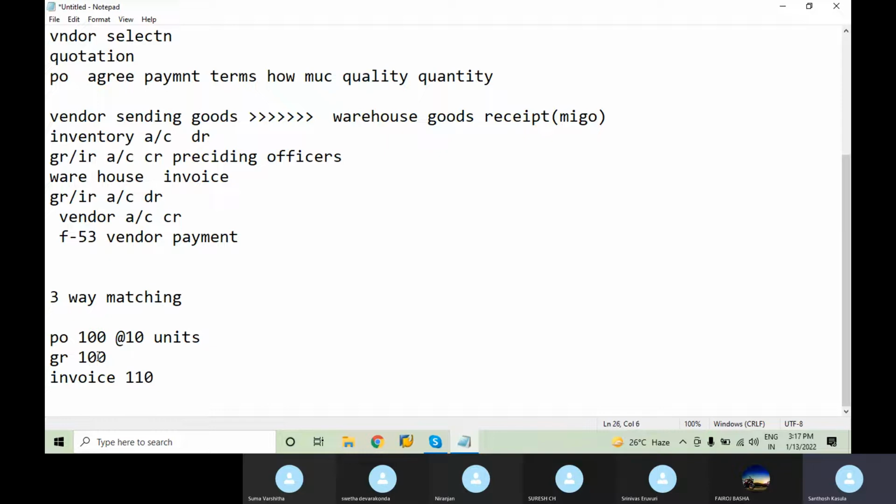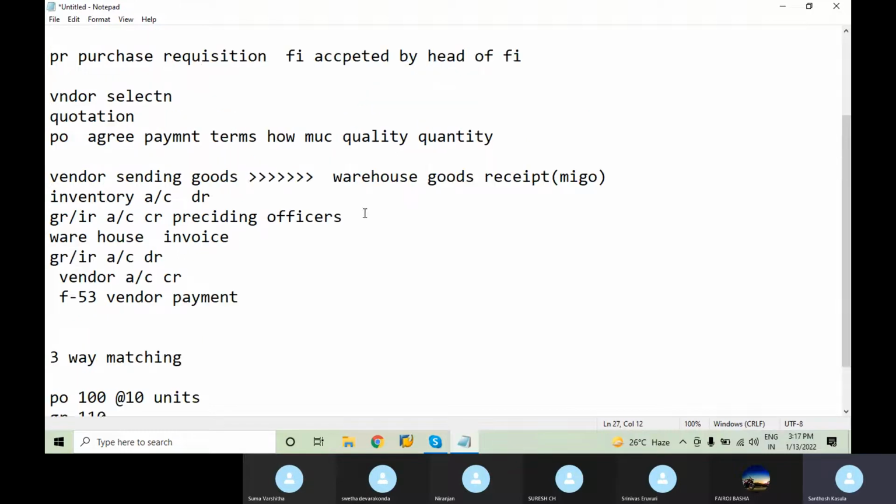But suppose the GR is 110 and at the time of invoice it is 120, that is completely no-way matching. The agreed price is different, the goods receipt price is different, and the invoice is also a different price. Based on this, we'll get the entries, which we'll see further. So basically this is the P2P process, from purchase to pay.